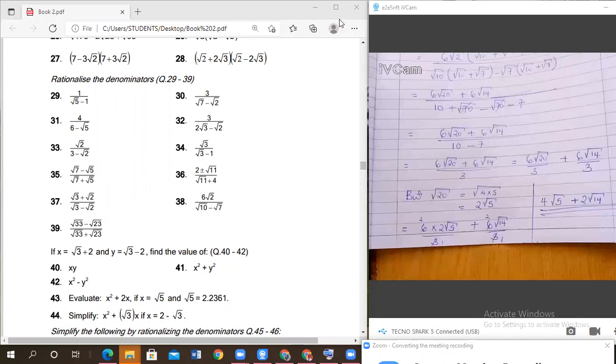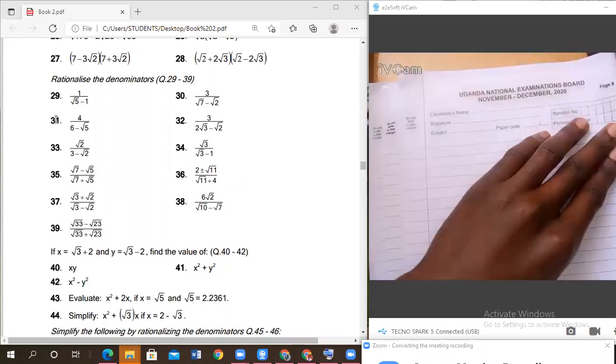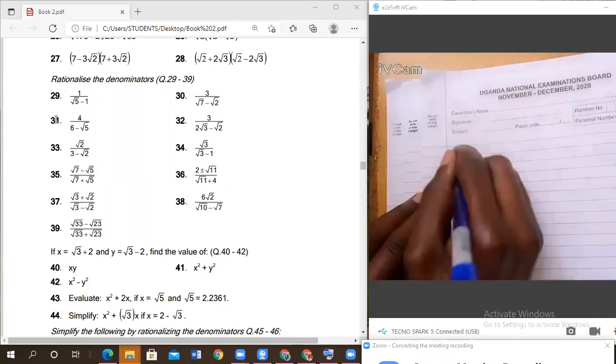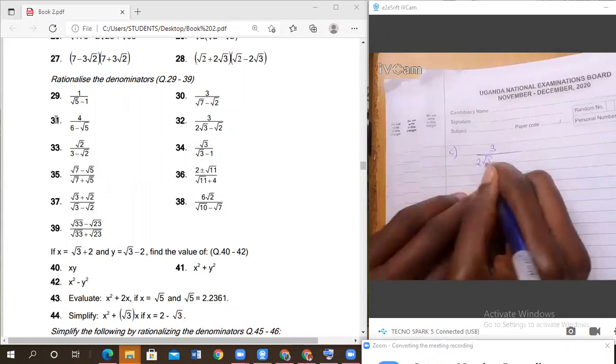I want us to do one more rationalization of surds. Then we go to the next concept. Which number is that one? Can we look at number 32? 31 or 32, which one should we do? We do 32. This one becomes our C. The question is 3 over 2 root of 3 minus root of 2.